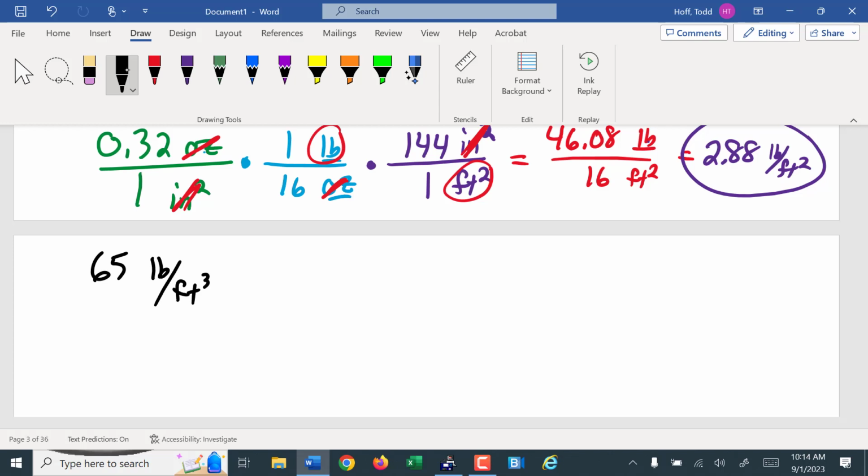More dense lumber is about 65 pounds per cubic foot. If we have a smaller piece, we might need to define this in pounds per cubic inch. Now here, notice only one of the units is changing. The pounds are staying the same.